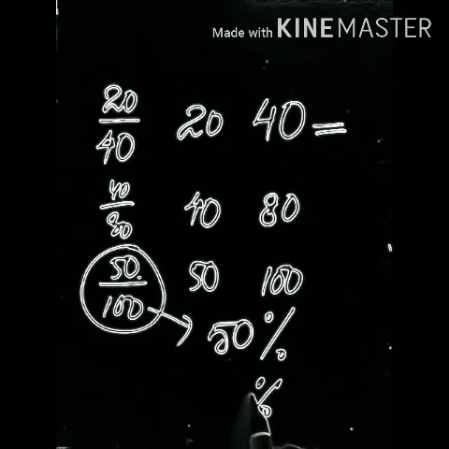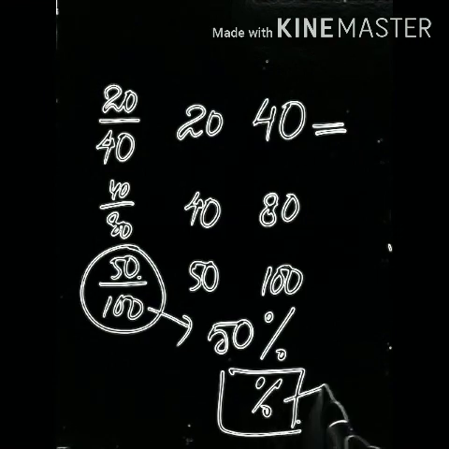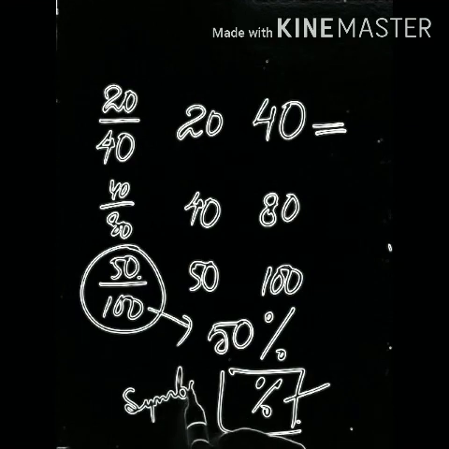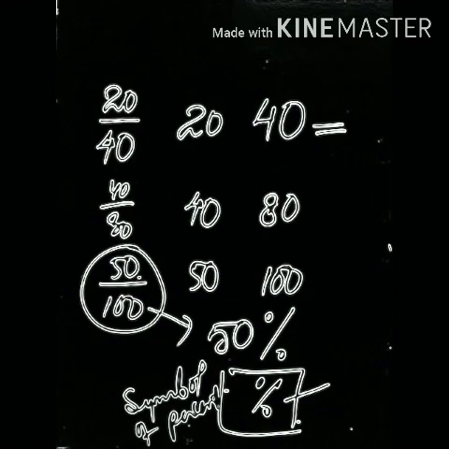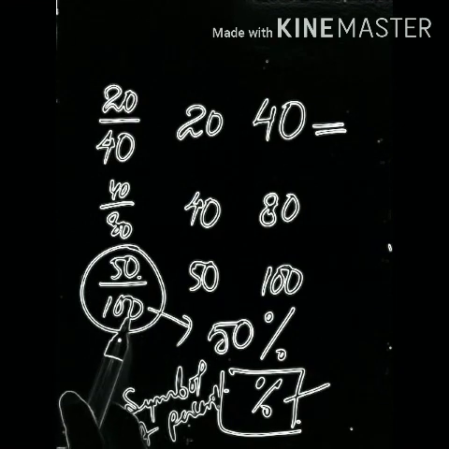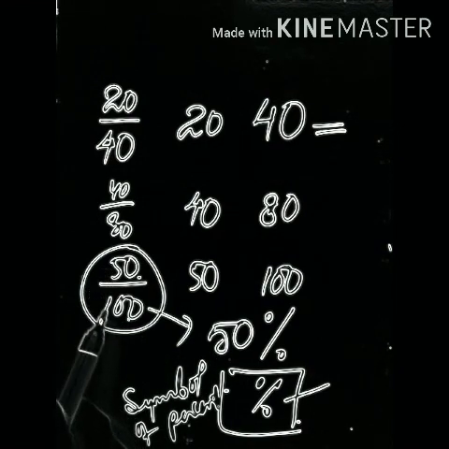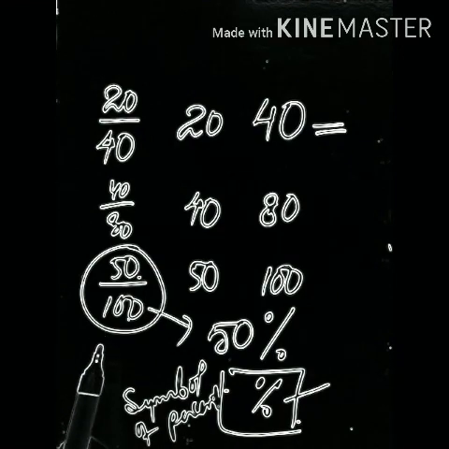This is the symbol of percent. So let me repeat. Those fractions with the denominator 100 are read as percent. So how to read this? 50%. If it is 20, then 20%, 10%, 25%, 30%, like that. I'll be giving you a few examples and we'll discuss a little deeper.